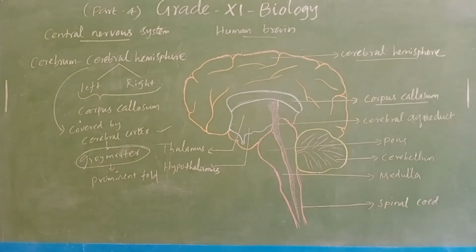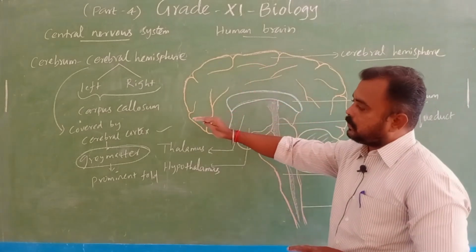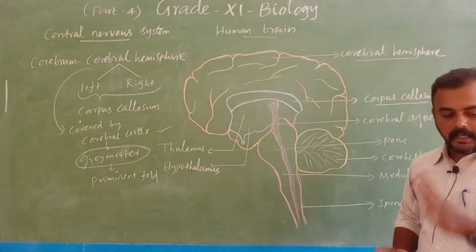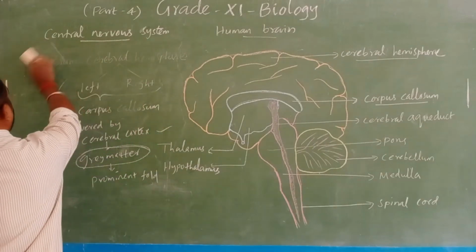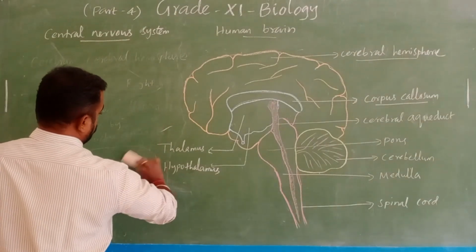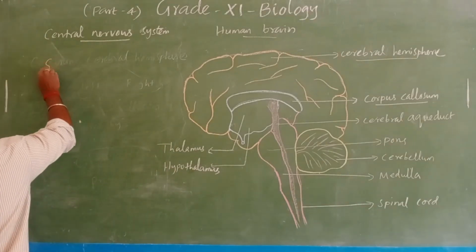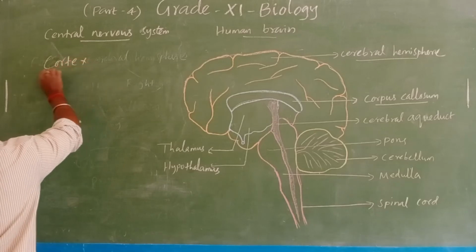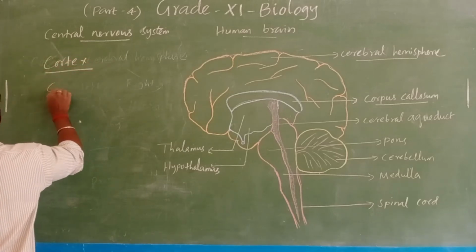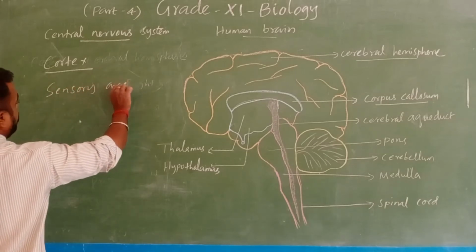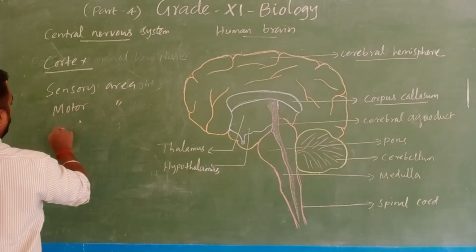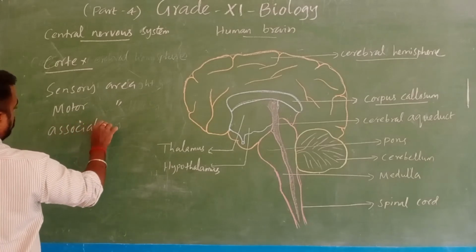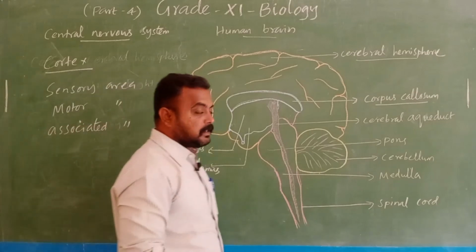Next, the prominent folds are gyri and sulci, and another thing is in the cortex area. The cerebral cortex possesses three areas: sensory area, motor area and association area. So three areas are present in the cerebral cortex.